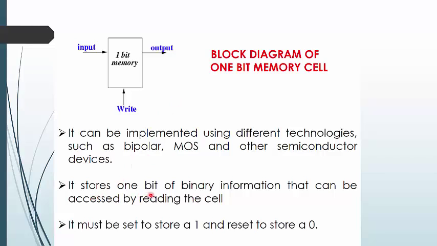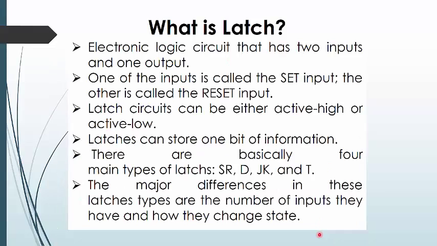So it will store one bit of binary information, and it can be accessed by reading the cell. What is reading the cell? That is nothing but retrieving the stored information from the memory location, while writing to the memory means putting some information into that memory location. That's why we say that it will be in set state if it is storing 1, and in reset state if it is storing the value 0.